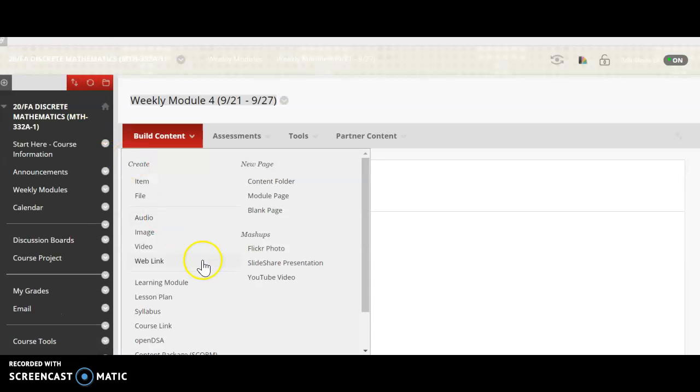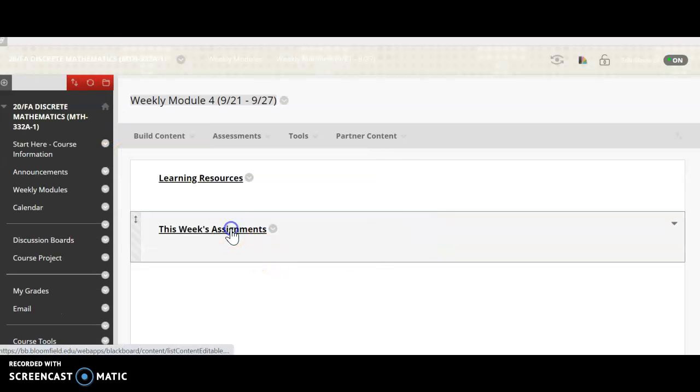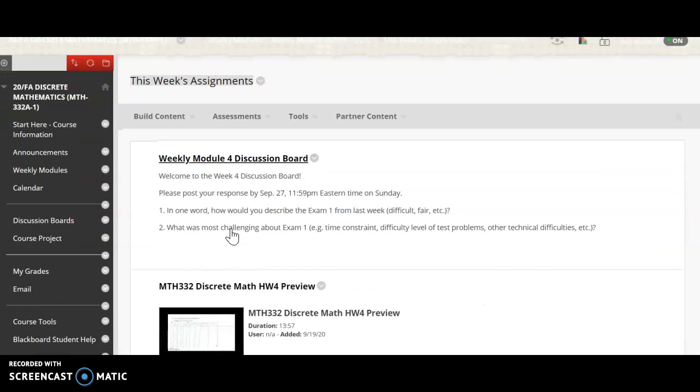Okay, and let's go under this week's assignments. For this week's discussion board, please answer me 2 questions. First question is, in 1 word, how would you describe exam 1 from last week? Was it difficult, fair, or too easy?